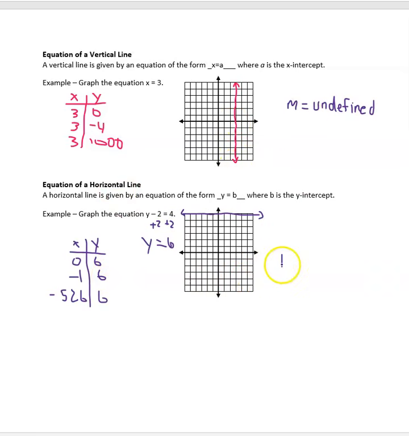For a horizontal line, it's change in y over change in x. Well, it's the y value that doesn't change. So you end up with a 0 on top, which always produces a slope of 0.